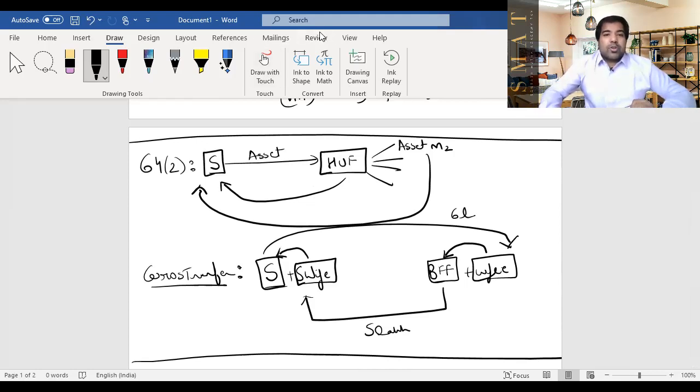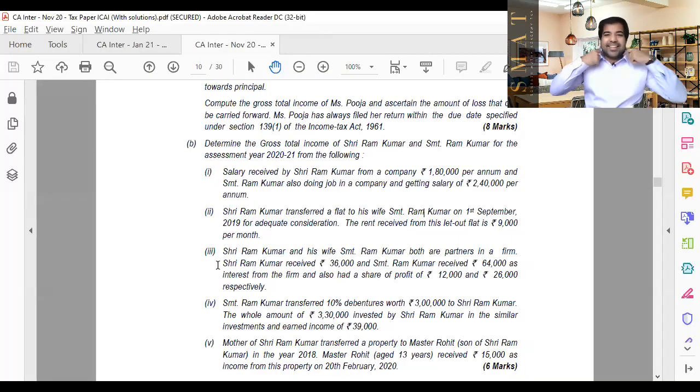Over to an exam question. Let's see how that goes. Guys, ICAI has given 6 marks to a question which is on clubbing of income. I can't write it down because on this PDF I can't write, but you have to still read it with me. Guys, the question is on the screen.